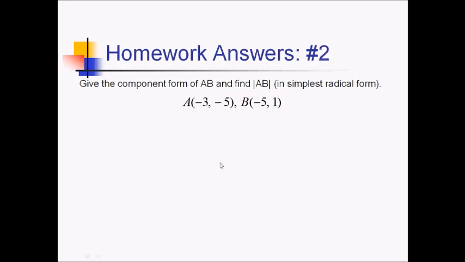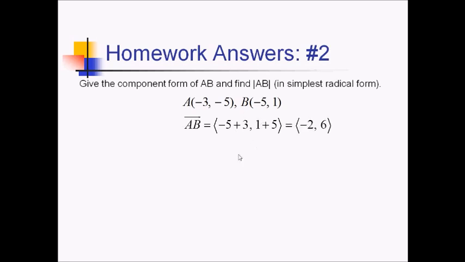To find the component form for the vector that goes from A to B, we need to do essentially point B minus point A to find the difference. So we're going to have negative 5 minus negative 3 for the x values, or plus 3, comma, 1 plus 5, or minus negative 5, giving us the component form of negative 2, comma, 6.